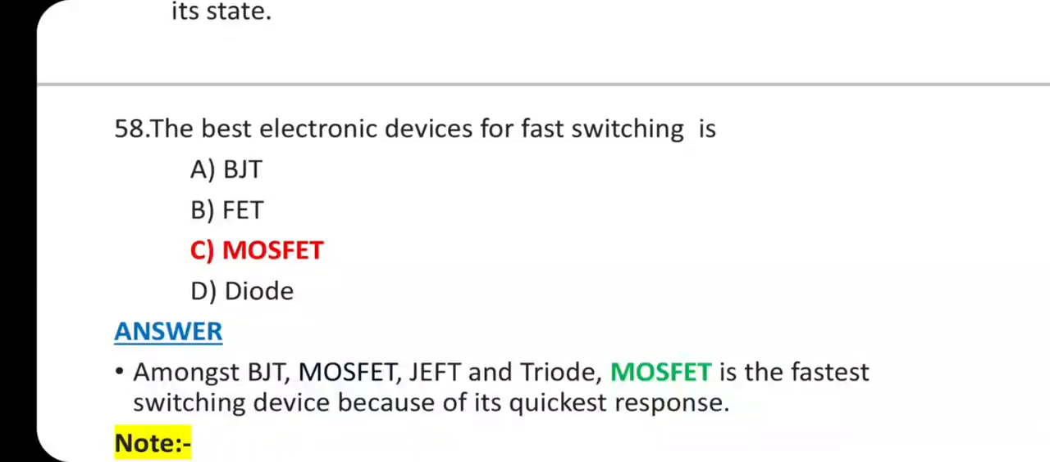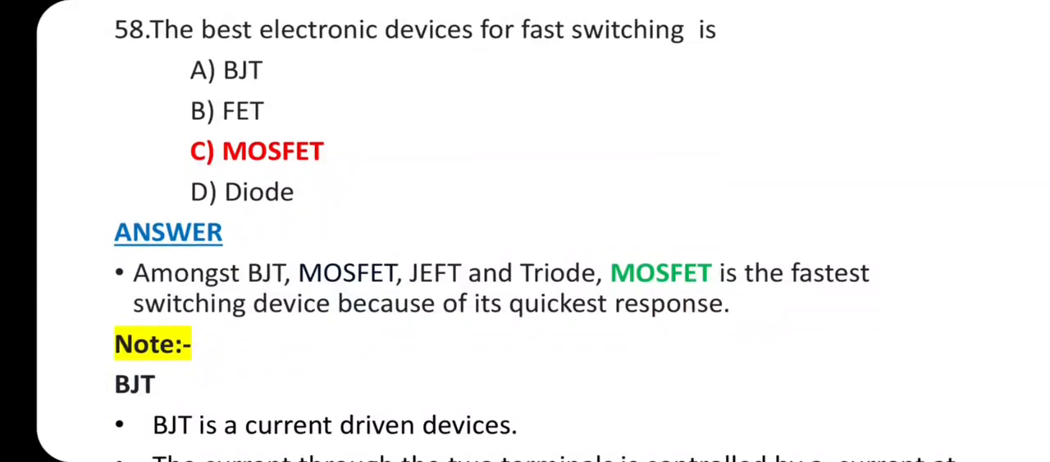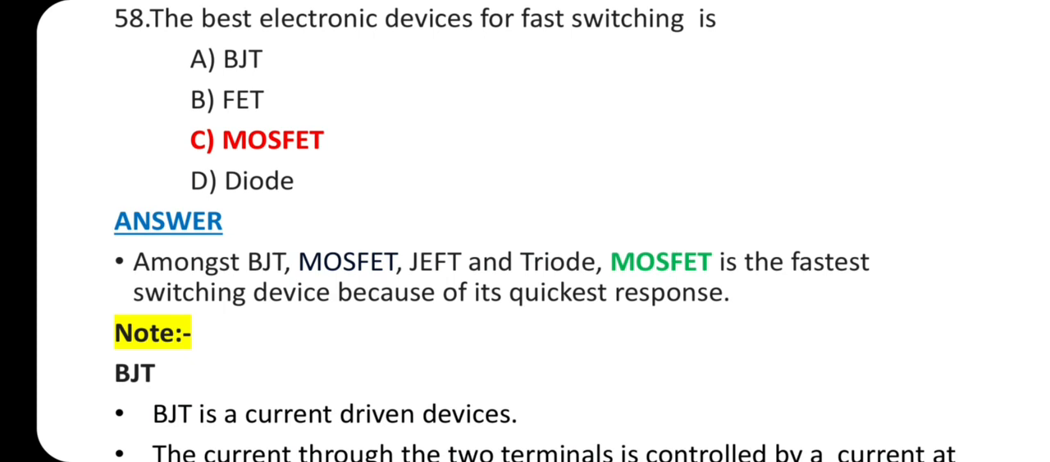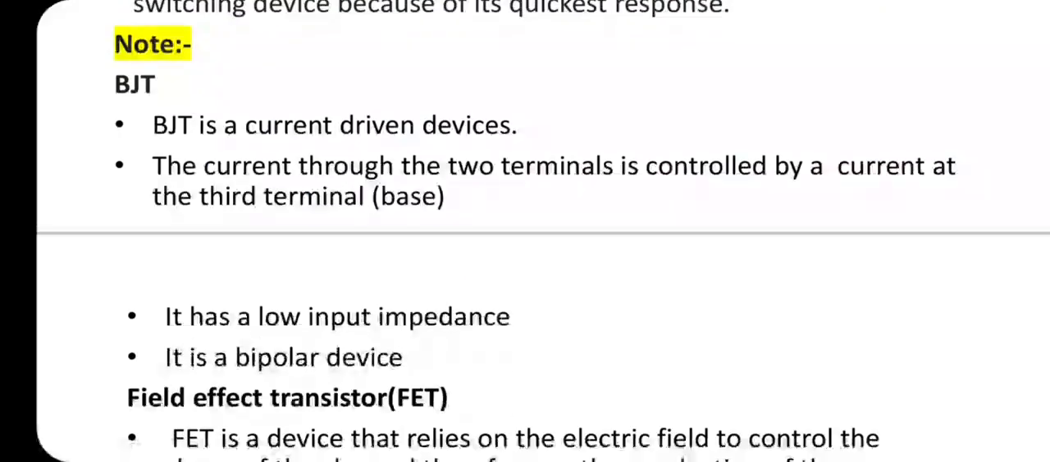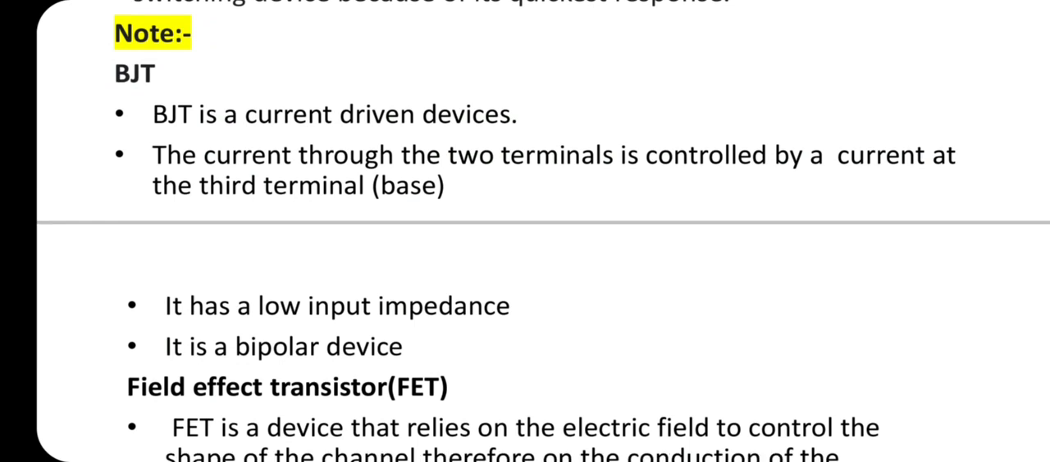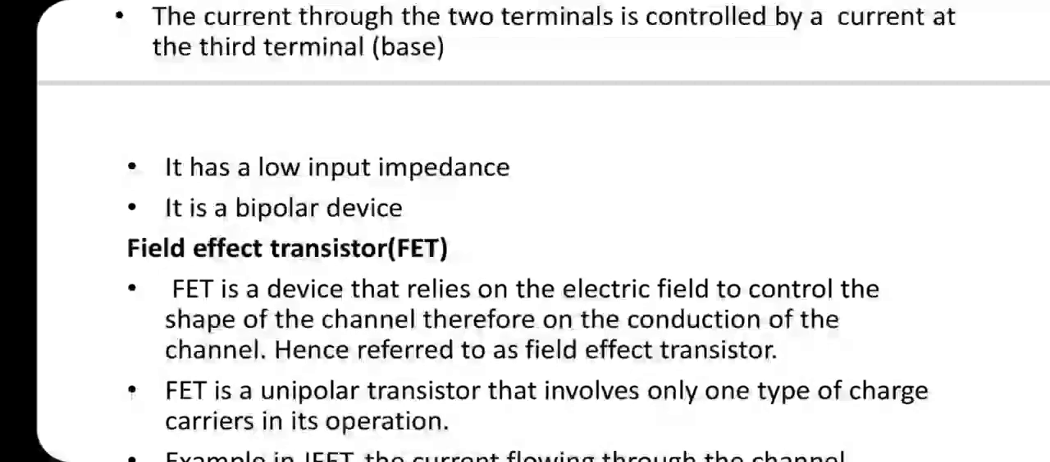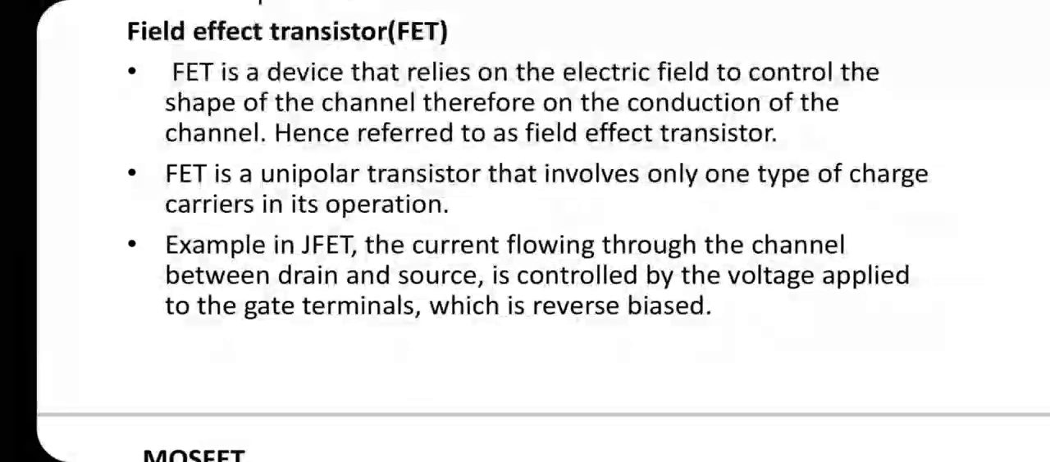Question number 58. The best electronic device for fast switching is? Answer is option C, MOSFET. Amongst BJT, MOSFET, JFET and triode, MOSFET is the fastest switching device because of its quickest response. Note, BJT. BJT is a current-driven device. The current through the two terminals is controlled by a current at the third terminal, that is base. It has a low input impedance. It is a bipolar device. FET, field effect transistor.